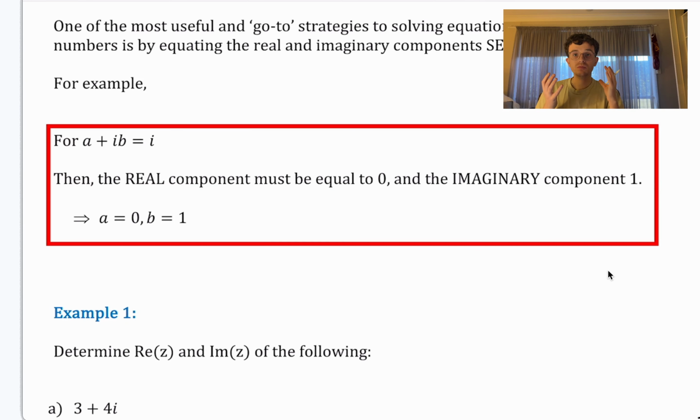we're not allowed to add real and imaginary components together and get one thing mushed together, then the real component of this must be equal to 0 because there's no real components on the right hand side. So we can say, in other words, a is equal to 0, and the imaginary component, if we've just got an i, well, the coefficient of i is 1, which means b is equal to 1.